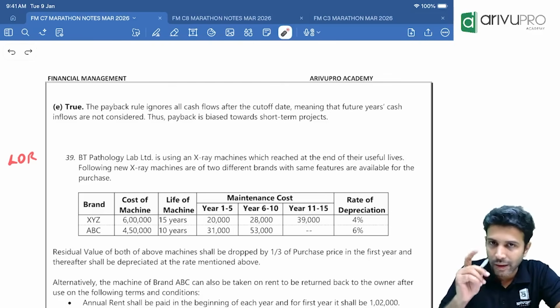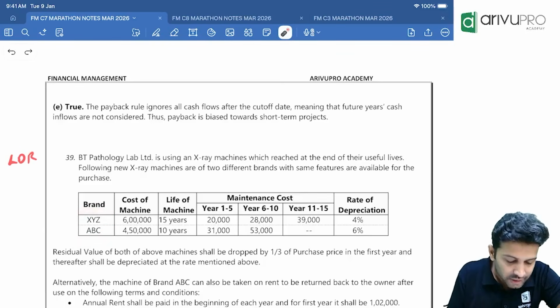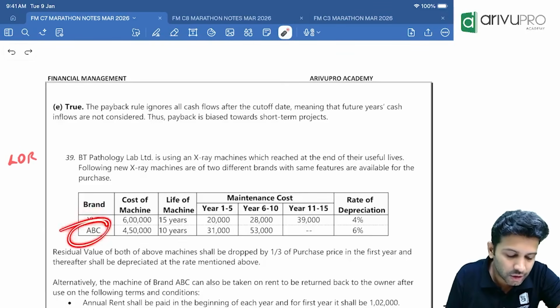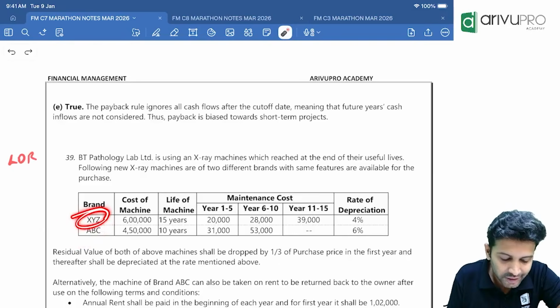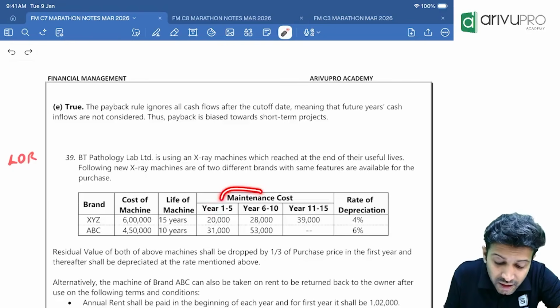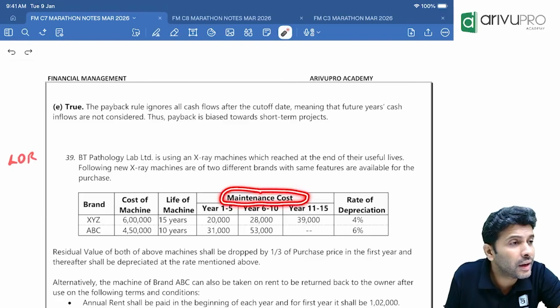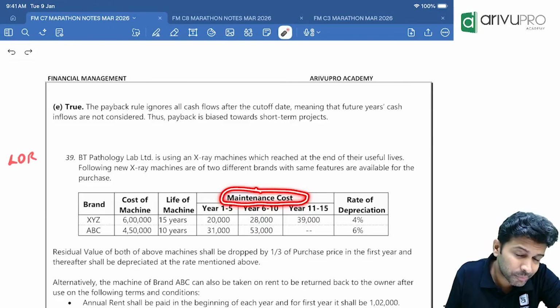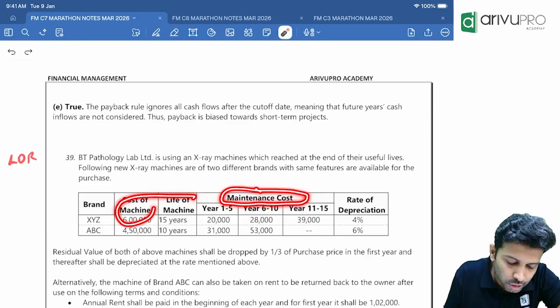Now the options: we have 1 asset or 2 assets to buy. Either we can buy a new asset of brand XYZ or of brand ABC. If you buy XYZ, how much will it cost? 6 lakh. Life is 15. And this is the benefit. This is the maintenance cost. This is also a cost.